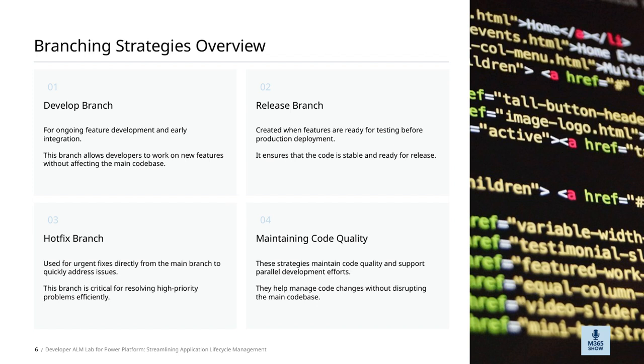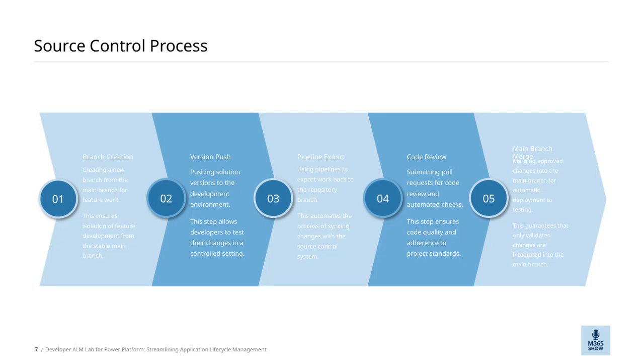Then there's the develop branch, which is the hub for ongoing feature development and early integration. Developers can work on new features here without affecting the stability of the main codebase, allowing for continuous progress and testing. By using these strategies, we ensure that our application lifecycle management remains streamlined, reliable, and adaptable to different development needs. Let's walk through the source control process.